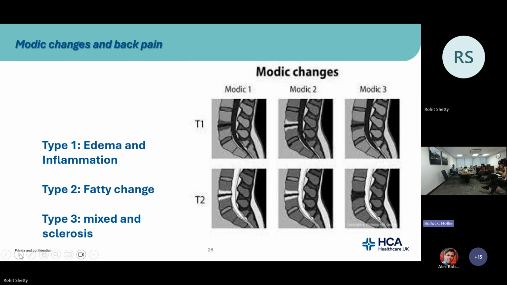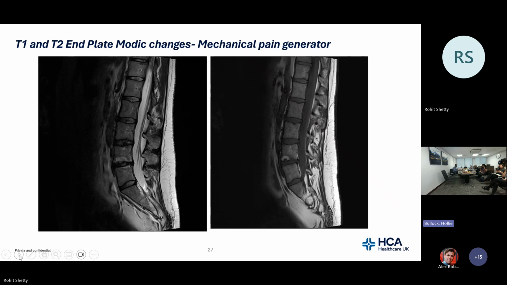if you were to have those Modic changes in your MRI scan, and if an individual experiences back pain, then it's very likely that 94% of patients will present with back pain at some stage. So the chance of you having Modic change and not having back pain is only 6%. So that's relevant for our practice as spinal surgeons in understanding that the disc is likely to be producing pain.